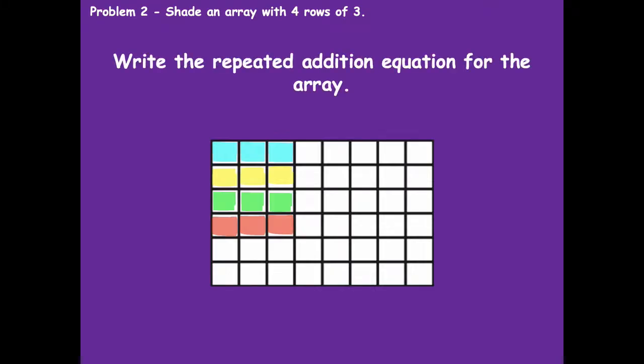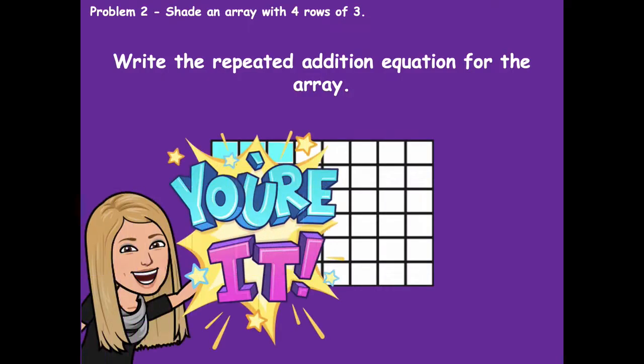All right, so now you're going to write a repeated addition equation for the array. Make sure that you're describing the rows, not the columns. So pause the video, write your repeated addition equation, and then click play when you're ready to go over it together.